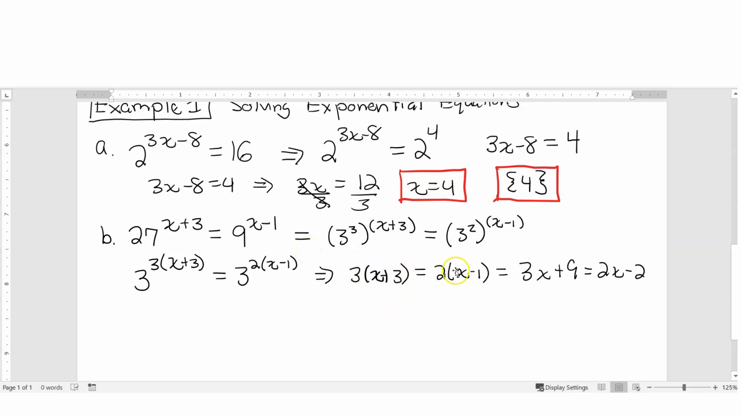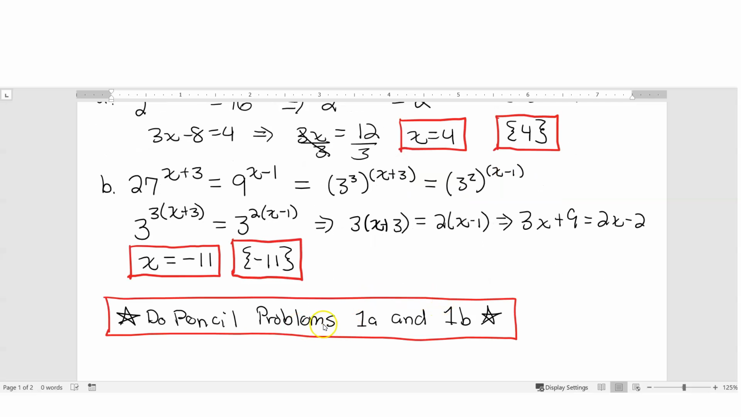So we will set those expressions equal to each other. We'll distribute across the parentheses. We'll get 3x + 9 = 2x - 2. And then we'll subtract 2x and subtract 9. Eventually, our solution is going to be x = -2 - 9, which is -11. Or again, in solution set notation, it'll be written in that form. Now, do pencil problems 1A and 1B.